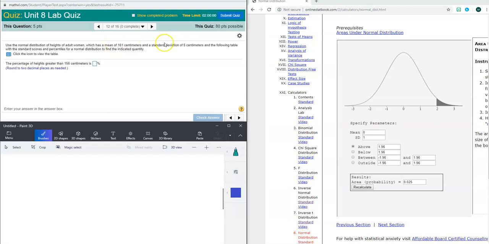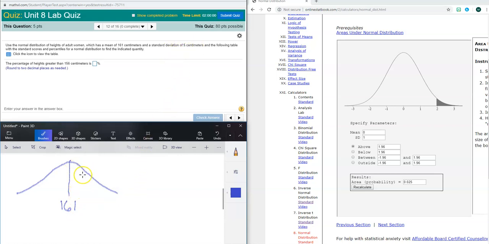It gives you the mean and the standard deviation, but it says with standard scores. And standard scores means the same as z-scores. So if you were going to do this the long way, then you would just draw a picture of your normal curve, put the mean in the middle. In this case, the mean was 161 centimeters. We're looking at heights of adult women. And then the standard deviation is 5.